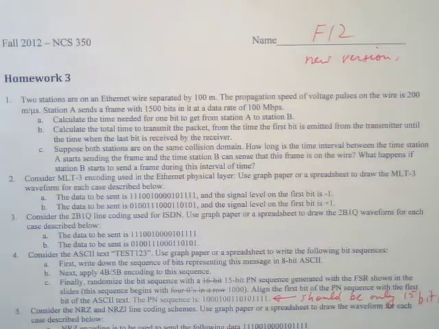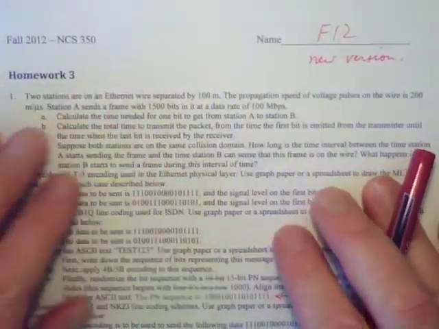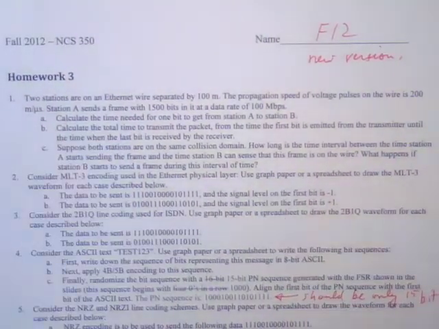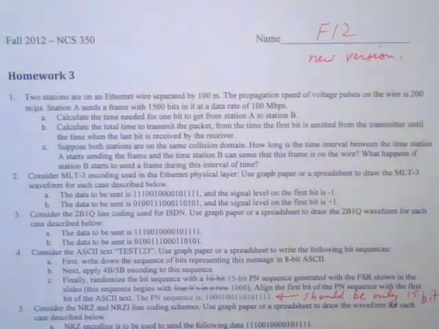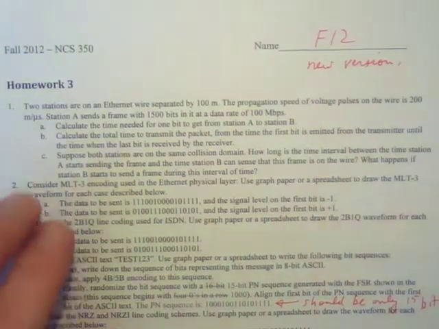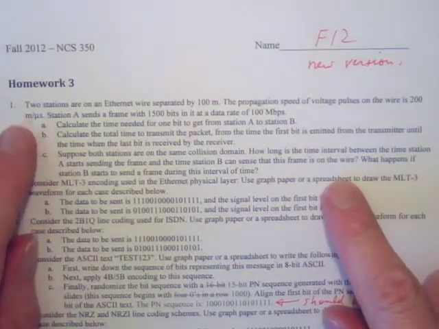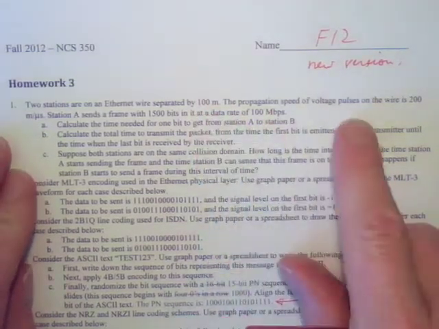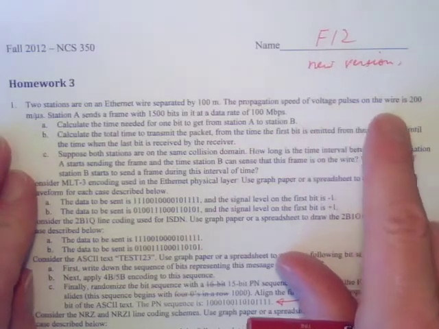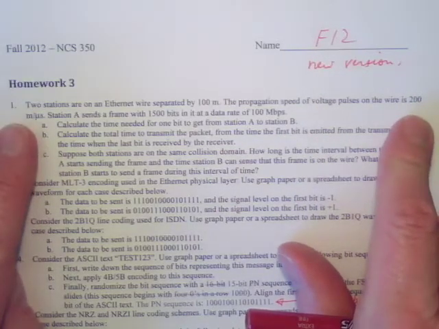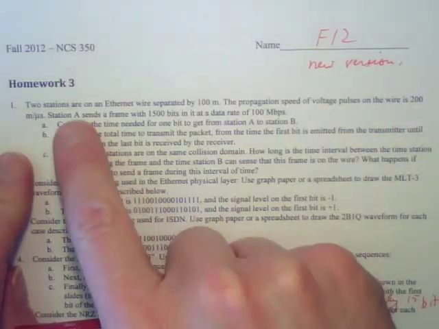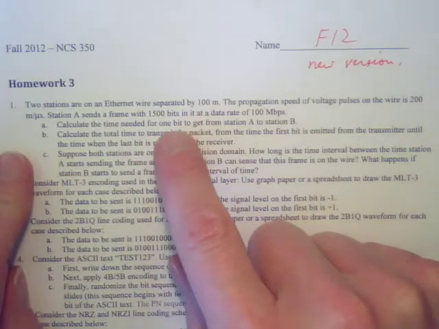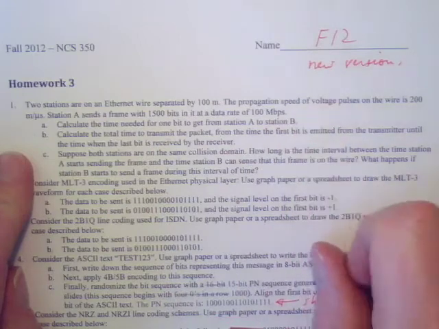Okay, in this video I'm going to go over homework problem number 1 from homework 3, and this is NCS 350 Fall 12. This problem says that two stations on an Ethernet wire are separated by 100 meters, the propagation speed of the voltage pulses on the wire is 200 meters per microsecond, and station A sends a frame of 1500 bits in length at a data rate of 100 megabits per second.